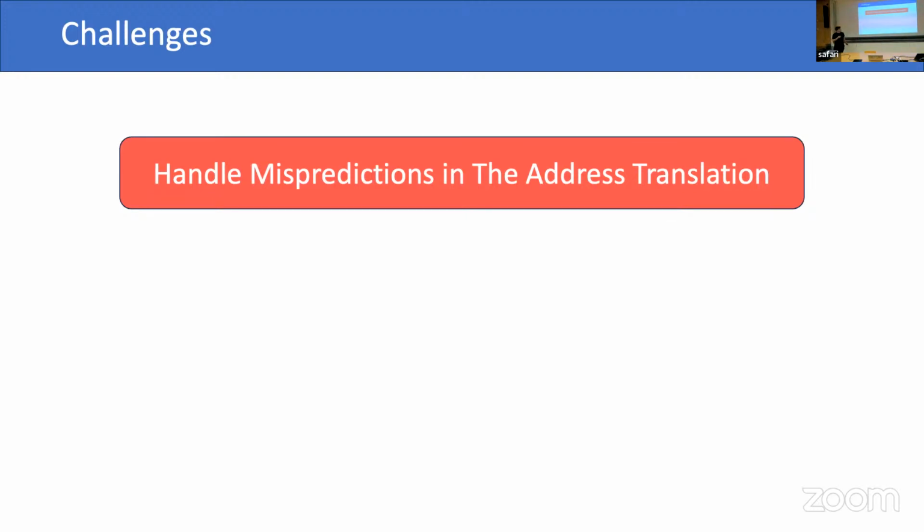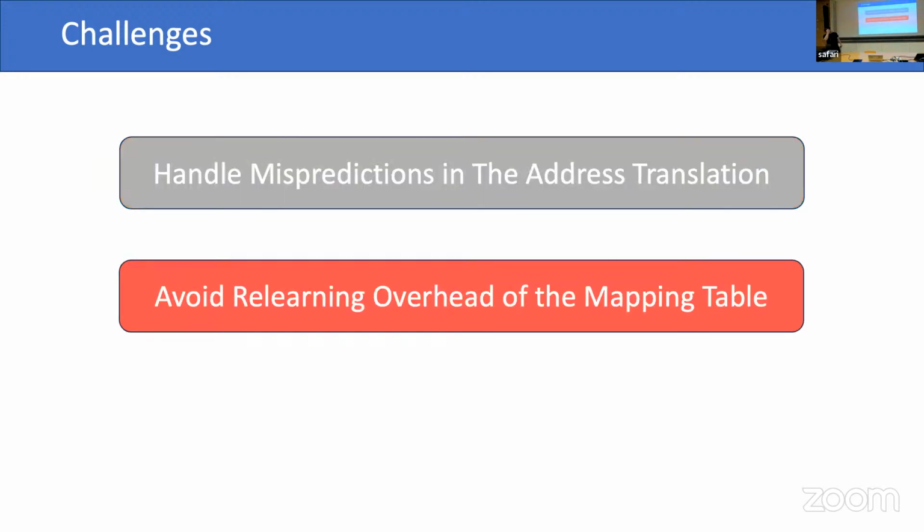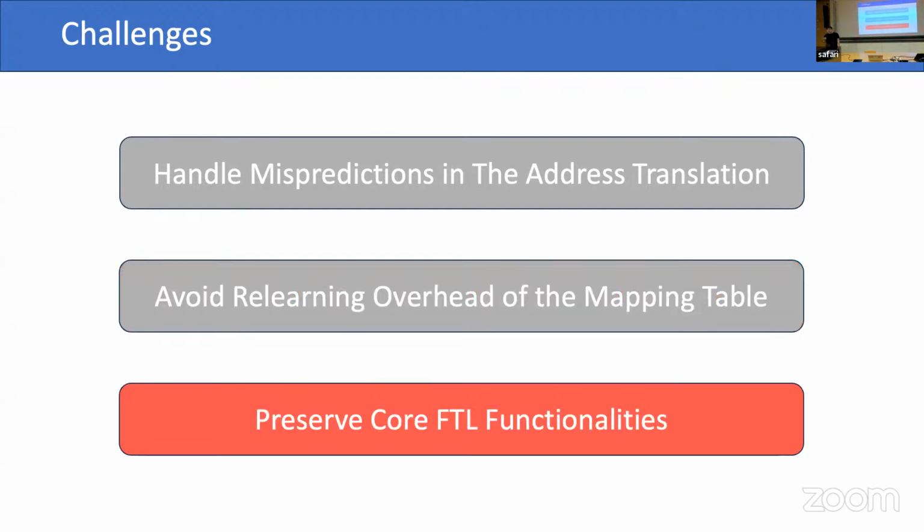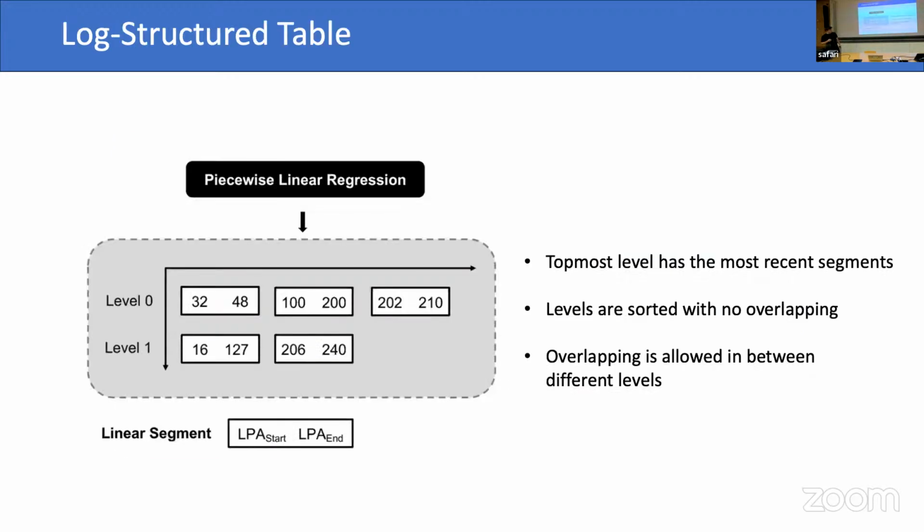First of all, in case we have approximate segments, we need to handle misprediction. Then we have to avoid relearning the mapping table every time. So every time the garbage collector comes, or we have a recurring index segment, we need to reduce that overhead. And also we need to preserve other core FTL functionalities, because it actually needs to do the FTL job.